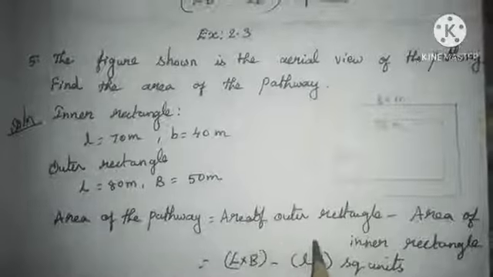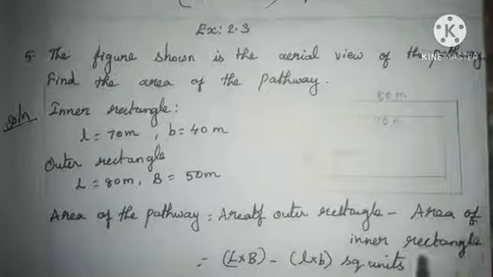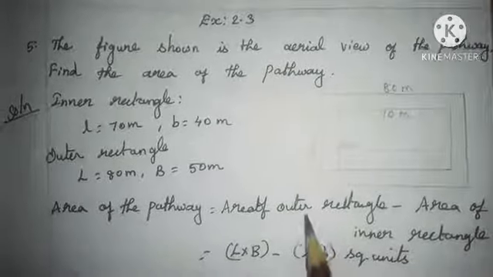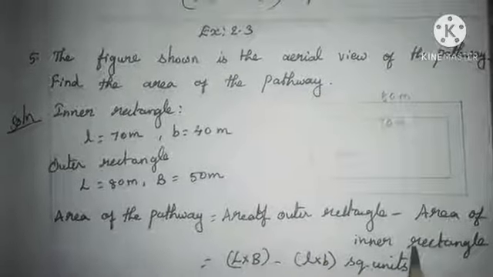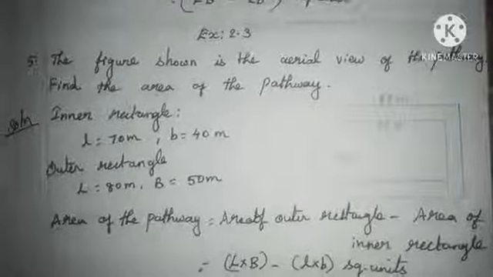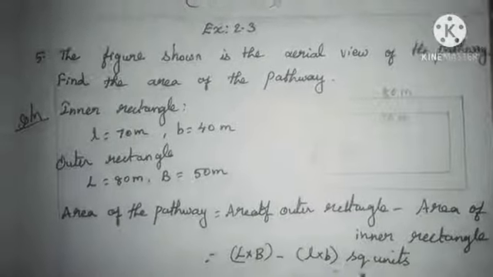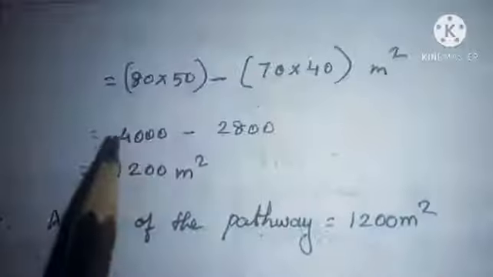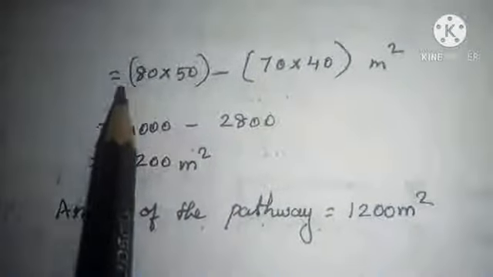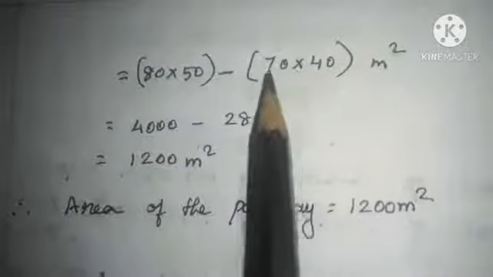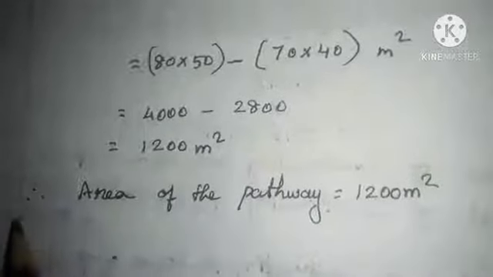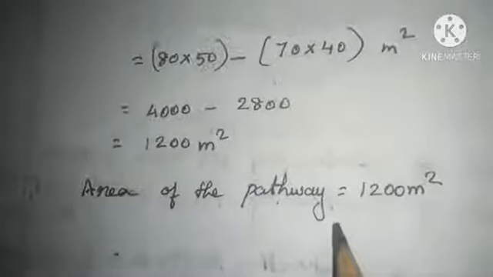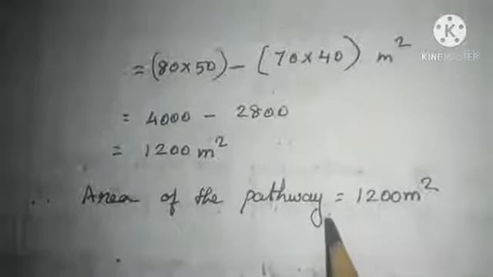Then the area of the pathway equals the area of the outer rectangle minus the area of the inner rectangle. For the outer rectangle, we represent the length and breadth as capital letters, and for the inner rectangle, we represent the length and breadth as small letters, that is L into B minus l into b square units. Substituting the values, we get the answer as 1200 meters square. Therefore, the area of the pathway is 1200 meters square.